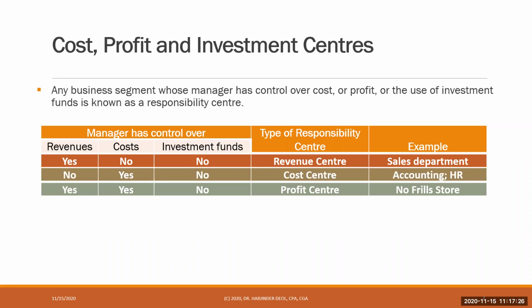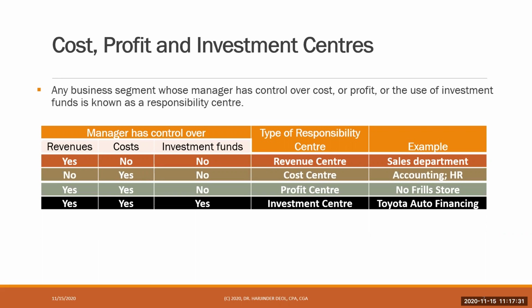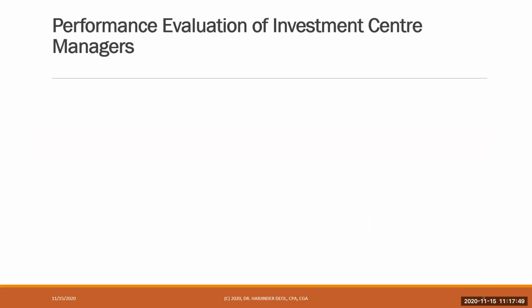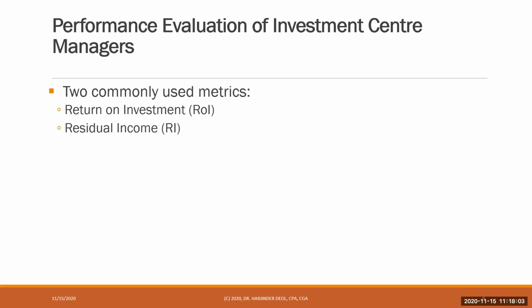Where the manager is responsible for not only the profitability, but also has authority and control over investment funds, then that responsibility center is called an investment center. And an example of that might be, say, the auto financing branch of Toyota. Where a company has investment centers, two commonly used performance evaluation metrics are return on investment, ROI, and residual income, or RI.